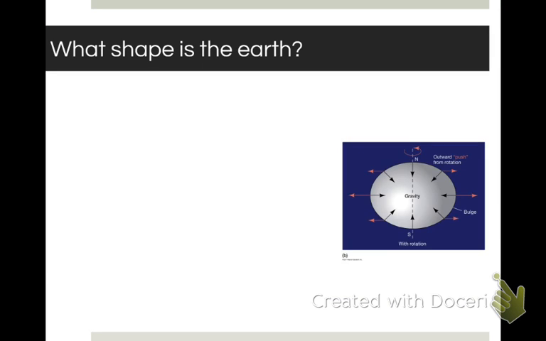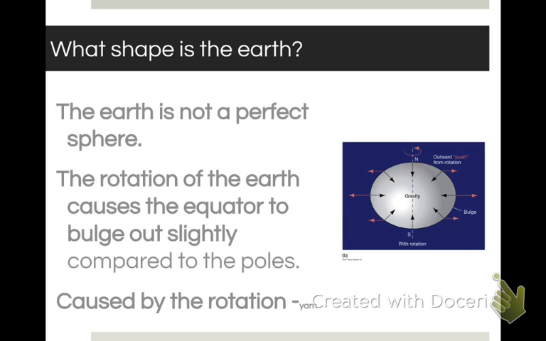The next thing we're going to look at is what shape is the earth? So think about it, and you can say it out loud if you want. What shape is the earth? Well, if you said a sphere, then I'm sorry, but you are incorrect. The earth is not a perfect sphere. Technically, I guess it is a sphere, but it's not a perfect one.